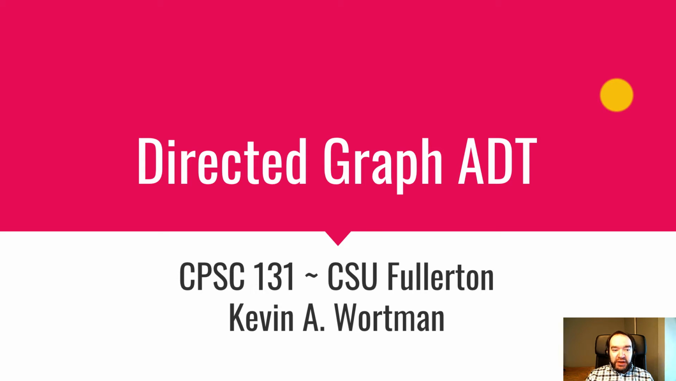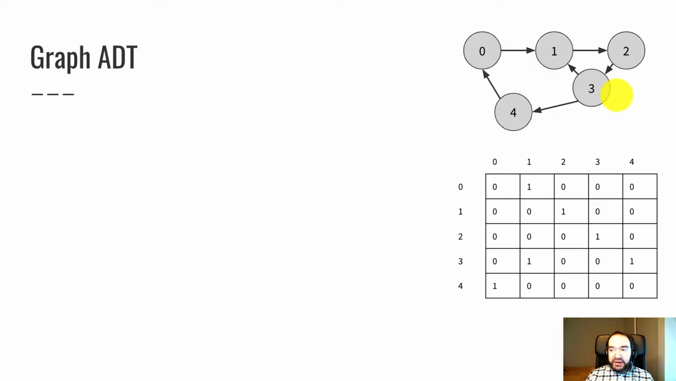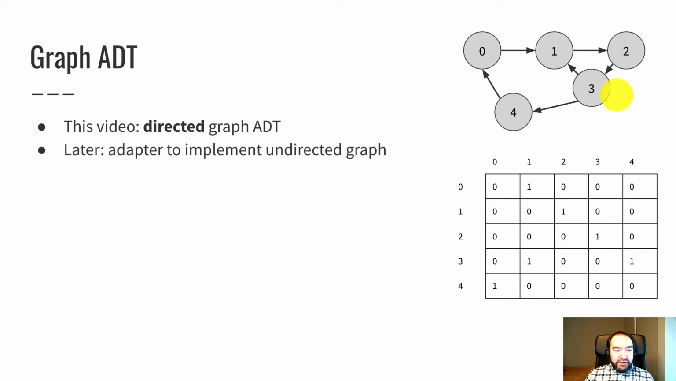Hi, this video defines the directed graph abstract data type. This is going to be the data type that we're going to implement to represent graphs with data structures. So this video is going to cover a directed graph abstract data type. We're going to start with directed graphs.